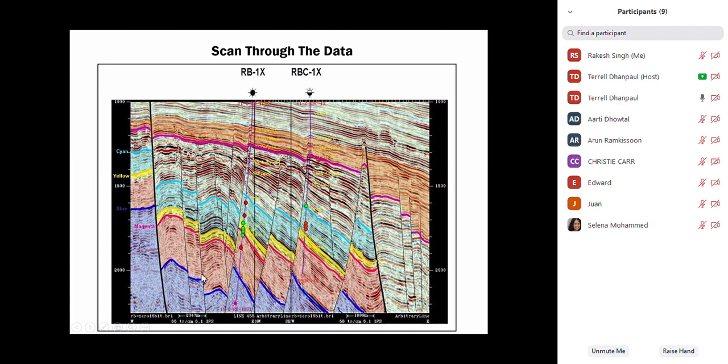So what is this, magenta, what's this color? Purple, and the cyan, then you have the yellow, magenta, etc. These are all horizons of interest that they map, and these black lines are faults. That is interpreted. What type of faults are these that you could quickly say? Normal faults. Very good. So it's a very simple system to map, right?